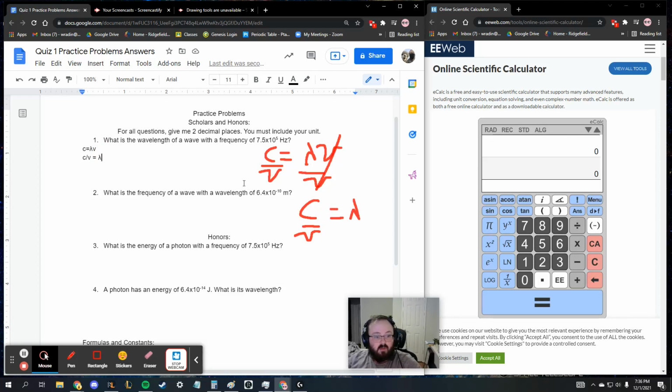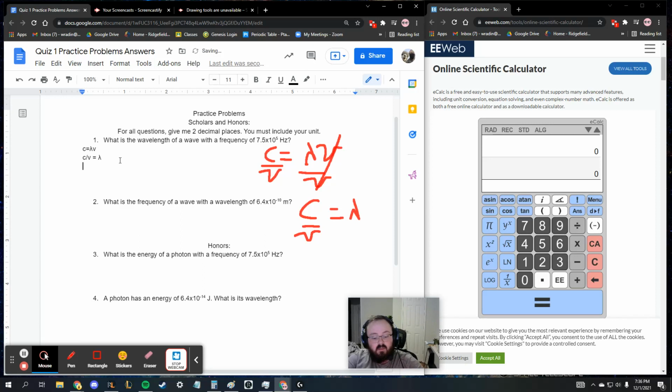So we're now going to plug in our numbers. We know what C is. We know what nu is. We're going to put in our values. So C is equal to 3.0 times 10 to the 8th divided by 7.5 times 10 to the 5th. Now, I'm going to do this 2 ways. I'm going to do this on the calculator here, and I'm going to do this on the physical calculator.